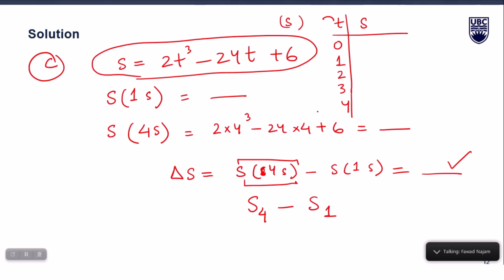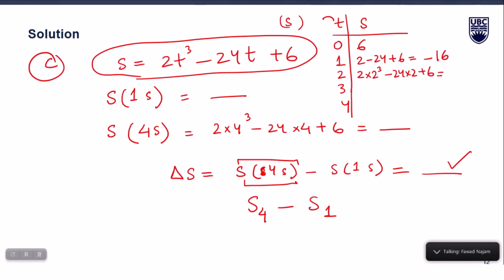For t equal to 0, it will be plus 6. That will be 0. Second term will also be 0. For t equal to 1, it will be 2 minus 24 plus 6. It will be what? Minus 16, right? For t equal to 2 seconds, it will be 2 times 2 cube minus 24 into 2 plus 6, right?